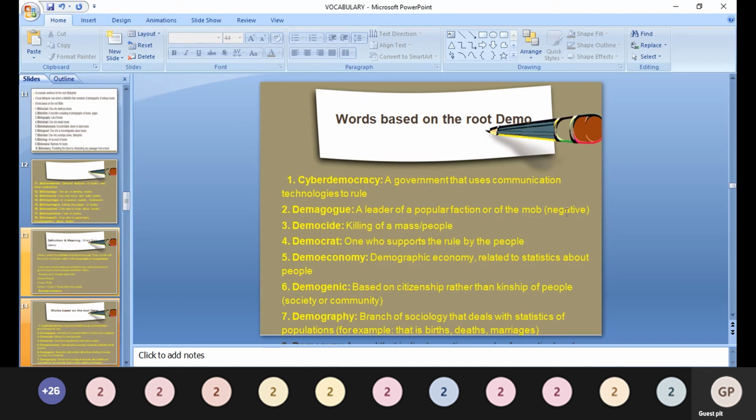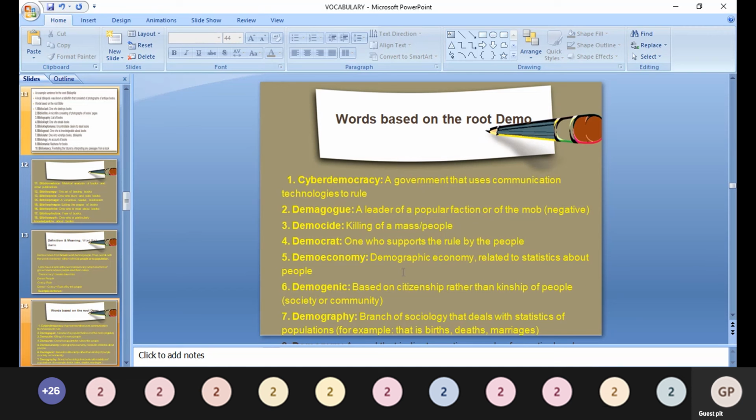or of the mob. Demagogue: demo, people, and gogue. It has a very negative connotation. It is a leader of a popular faction, a group of people, a mob, some angry crowd, someone who leads some agitation. Democide, killing of masses of people. Side is like in suicide, matricide. When side is used, it is something to do with killing, so democide could be the killing of people. Democrat, one who supports rule by the people. Democracy, we saw.